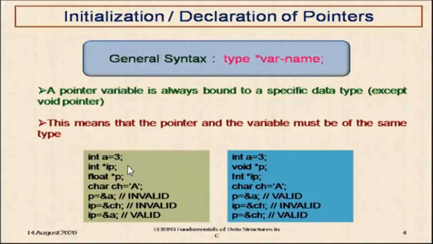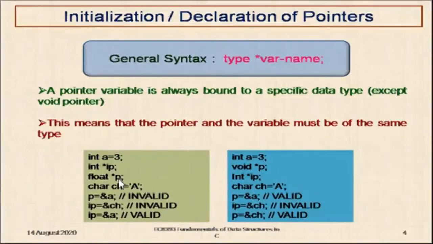That is also right. Whereas here, int *ip. What is the meaning? ip is the pointer variable, because star is there, of type integer. And float *p: here p is the pointer variable of type float. So what is the meaning? The pointer variable ip is of type integer. So that means this pointer ip will be able to point to the integer variable only.